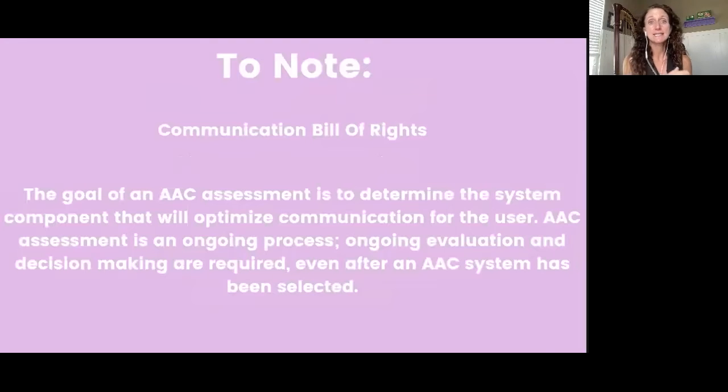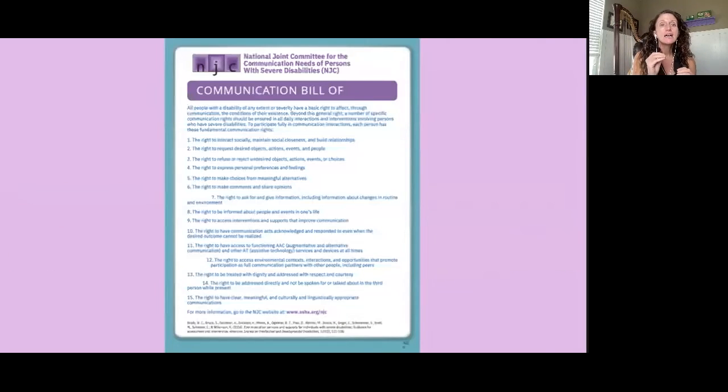One thing I wanted to discuss that not a lot of even speech language pathologists may know about is the Communication Bill of Rights. I'm going to show you exactly what it looks like on the next page. The Communication Bill of Rights is just that. It is a Bill of Rights for all students who are using AAC. And it really says this is our students' or individuals' rights. The right to request desired objects, people, the right to refuse or reject things that are undesired, the right to make choices, the right to make comments.